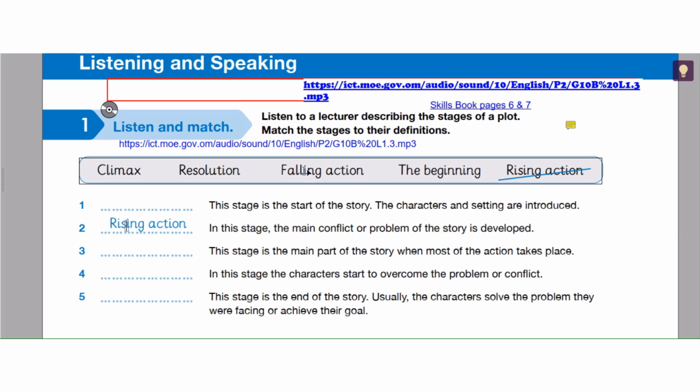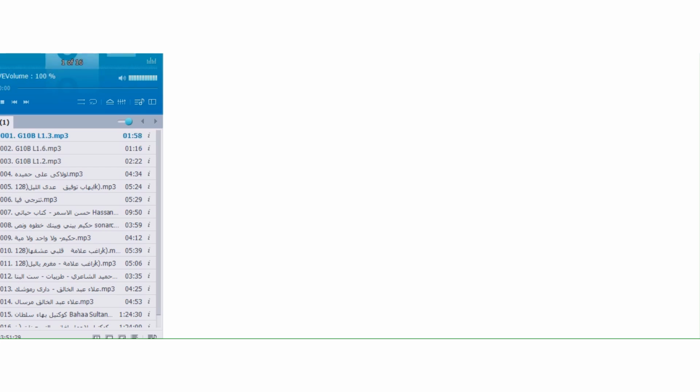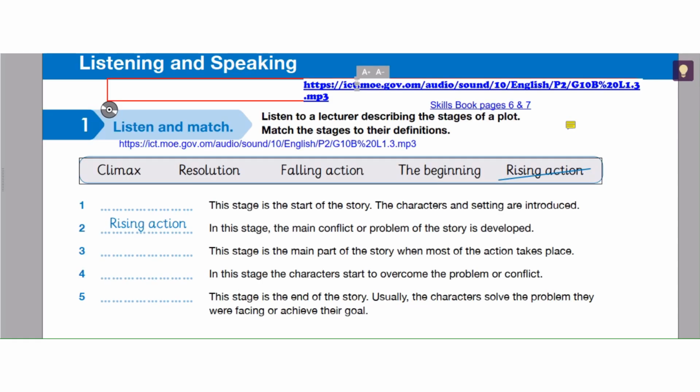Okay, now listen and answer. You have to read the definitions first. You have 1 minute to read the definitions, then match the items to their definitions. You have only 1 minute. Listening 1.3.